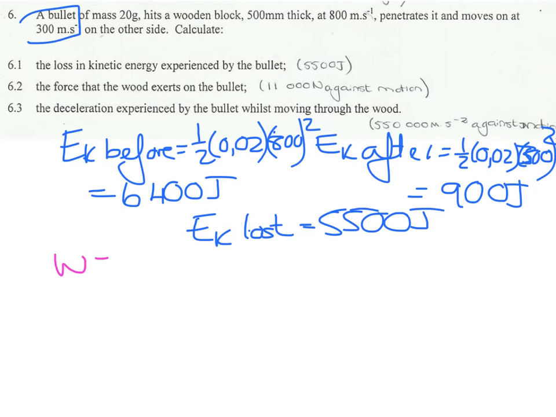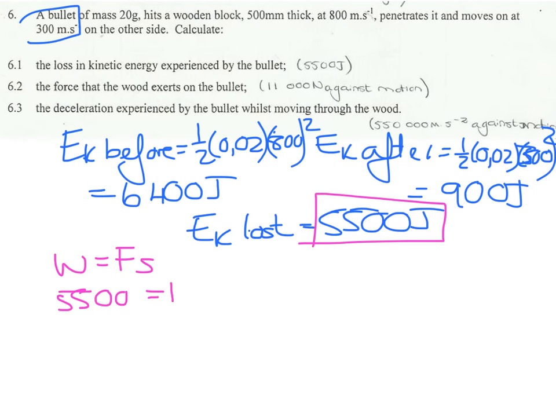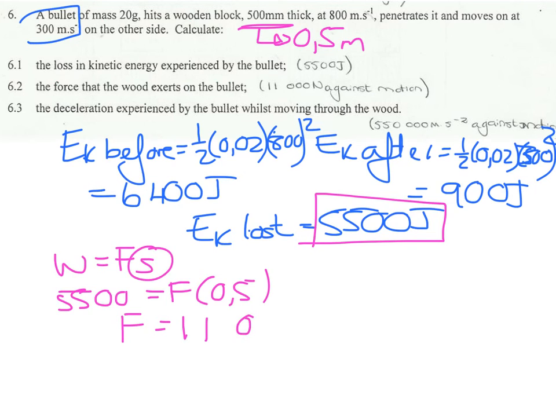What force was it that the wood exerted onto the bullet? Well, we know that work done is equal to force times distance. This is the energy transferred. It is the work done by the block on the bullet to slow it down. So it's 5,500 is equal to a force that I do not know, through a distance, and that is going to be 0,5 meters. And I land up with a force of 11,000 newtons. And they haven't specified the magnitude, so I do need to give it a direction: against the motion. So the block slowed it down, so it's against the motion.